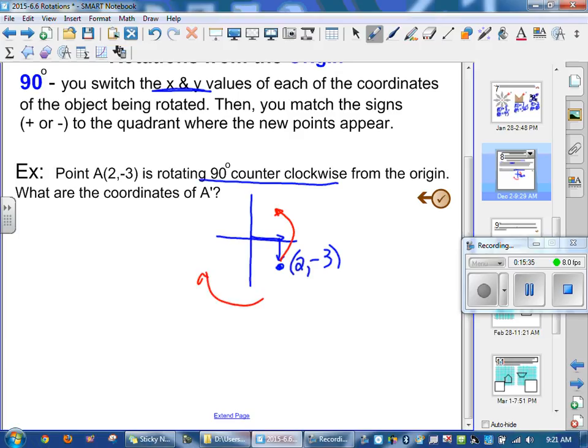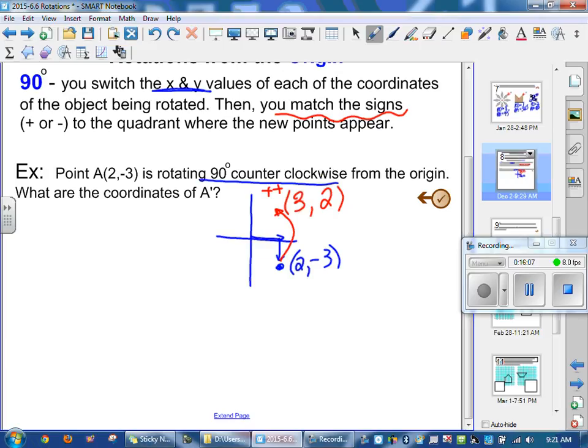So we have to write the new coordinates. What it's telling us to do is switch x and y. So we're going to have 3 and 2. And then it says, match the signs according to the quadrant it's sitting in. Well, this is our problem-solving quadrant, and they're both positive, positive. So I have to keep my 3 and my 2 both positive. Okay? It says it's negative, so it would be in the bottom right quadrant.